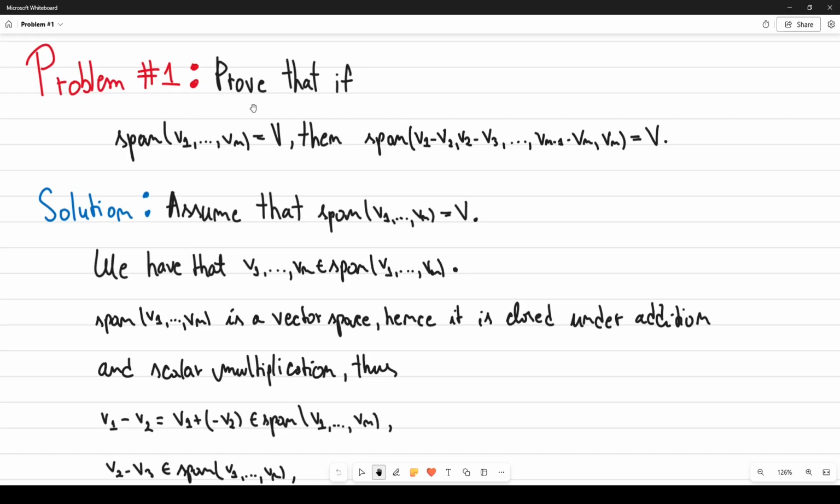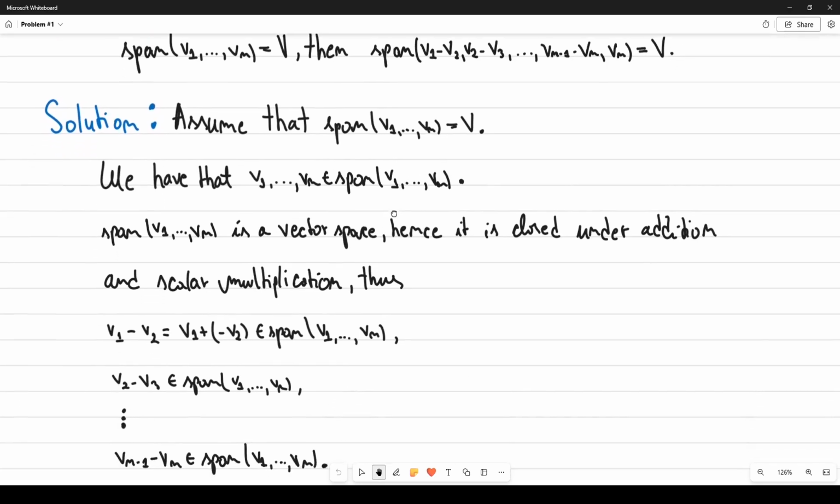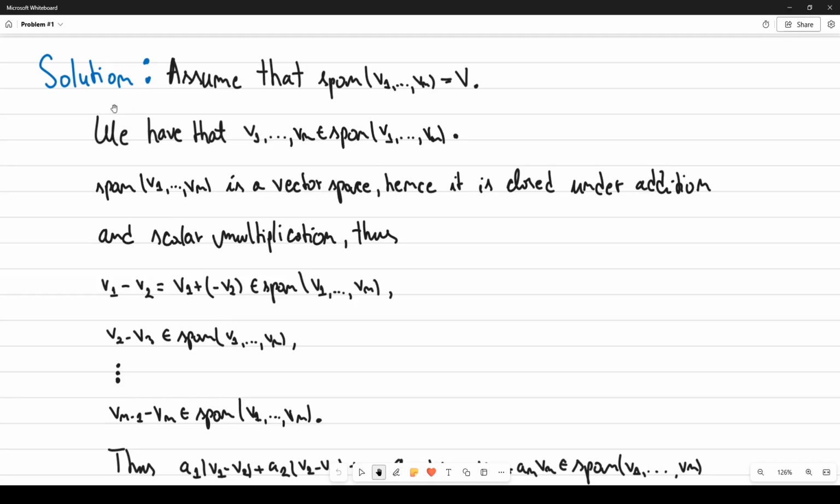Problem number 1. Prove that if the span of these vectors is equal to our vector space V, then the span of these vectors, so V1 minus V2, V2 minus V3, all the way to Vn minus 1 minus Vn, and at the end we have Vn, is also equal to V. So let's show that this is true.